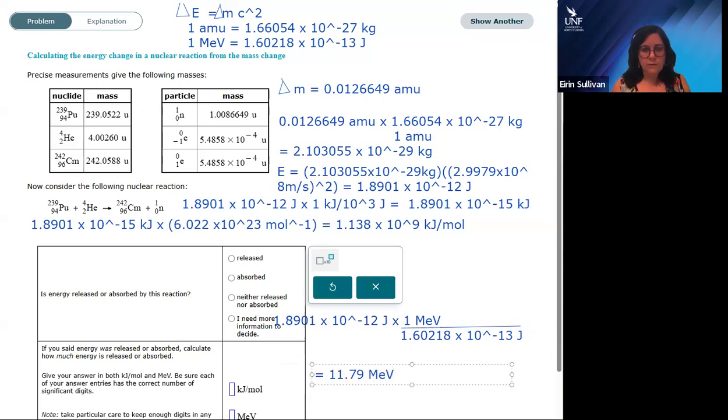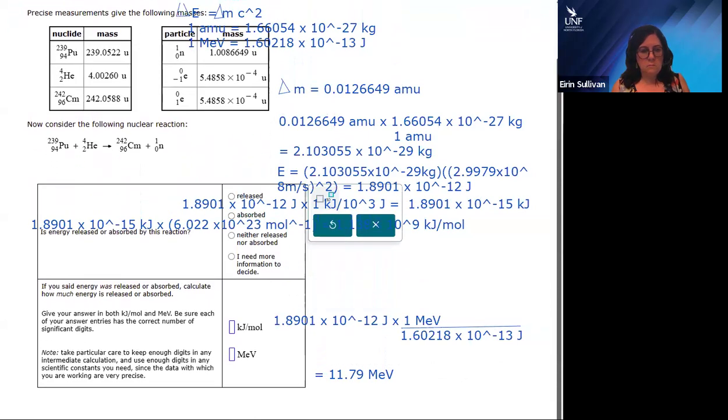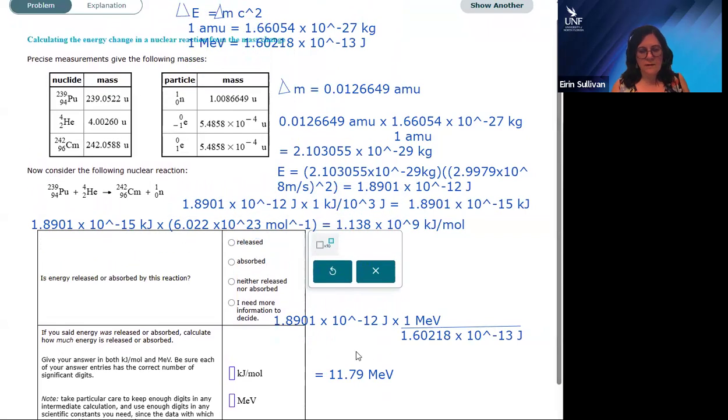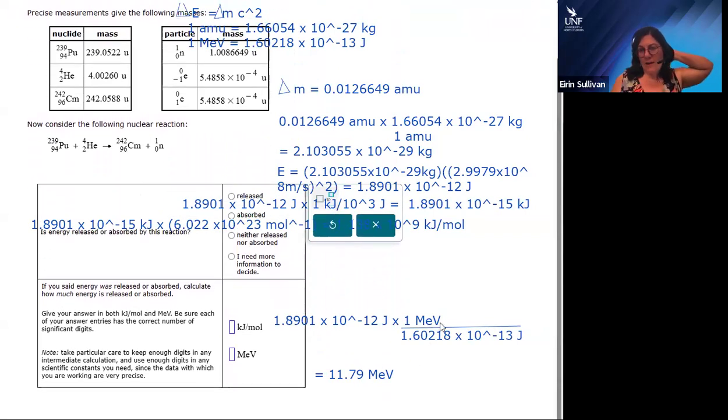I don't know how many sig figs we need. I guess I could scroll down and find out. Let's see. Probably 3 sig figs. So yeah, about 11.8 mega electron volts, and that is all you need to do for that.